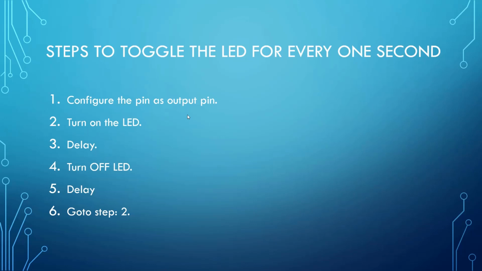Then we studied the steps to toggle the LED every 1 second. There are 6 steps to toggle an LED with a microcontroller or Arduino. In our case, we are using Arduino, so let us consider Arduino. The first step is to configure the pin as an output pin, then turn on the LED. The third step is delay, then turn off the LED, then again delay, then go to step 2. This is the 6th step. By following these steps, we can toggle the LED with Arduino.